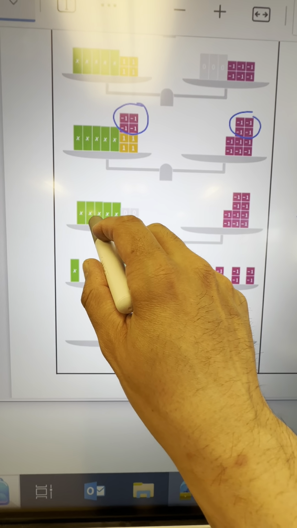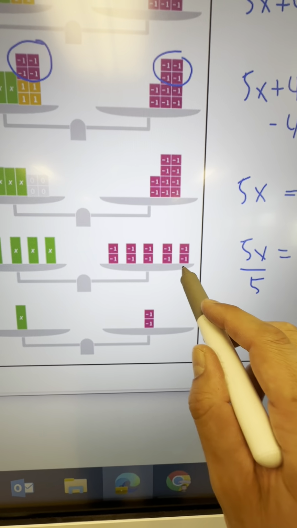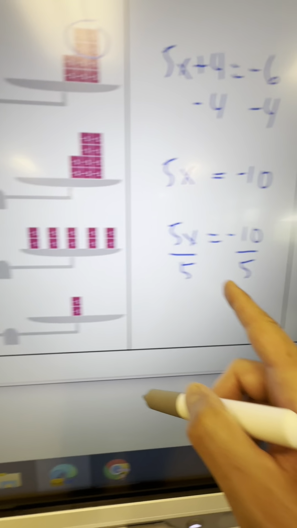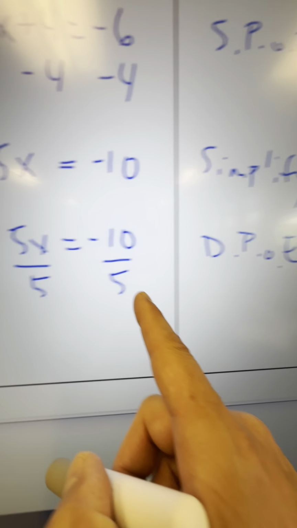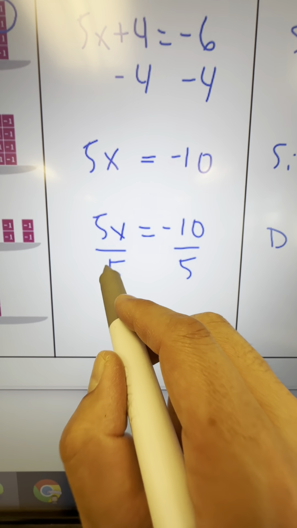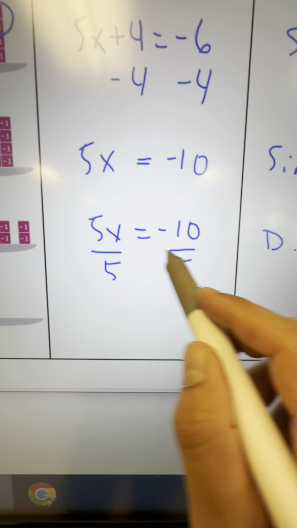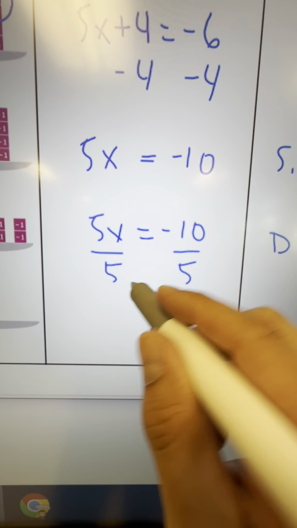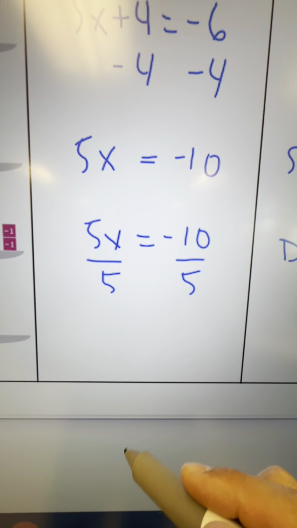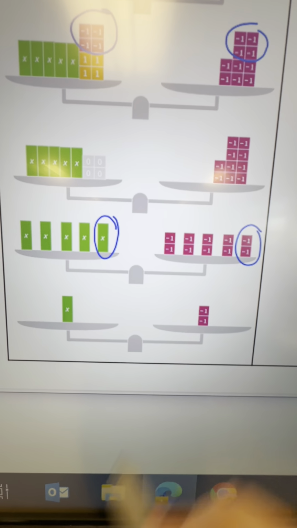Next step, you can see here they split this up into 5 equal groups, and took this and split it up into 5 equal groups. When you do that, this is called the division property of equality. The way we show it algebraically is you take your 5x's and divide by 5, and then you take your 10 negatives and divide by 5. So this is how you model it or show it algebraically, that we're dividing into 5 equal groups on both sides. And by doing this, you can see clearly that each x matches up with 2 negatives.